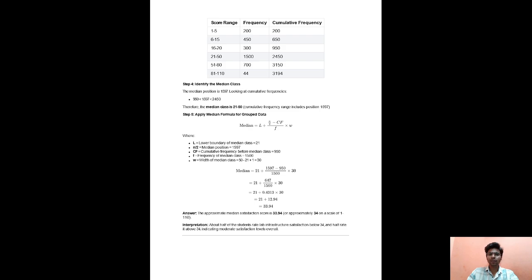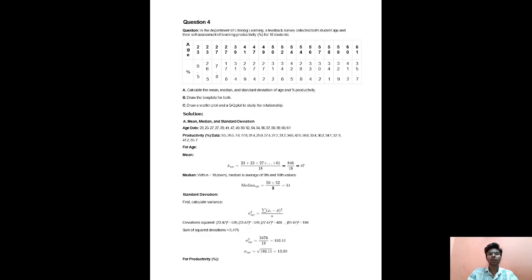Step 5, apply the median formula for grouped data. After applying this formula, the answer is 33.94. So the approximate median satisfaction score is 33.95, or approximately 34, on a scale of 1 to 110. Interpretation: about half of the students rate lab infrastructure satisfaction below 34 and half rate it above 34, indicating a moderate satisfaction level overall.